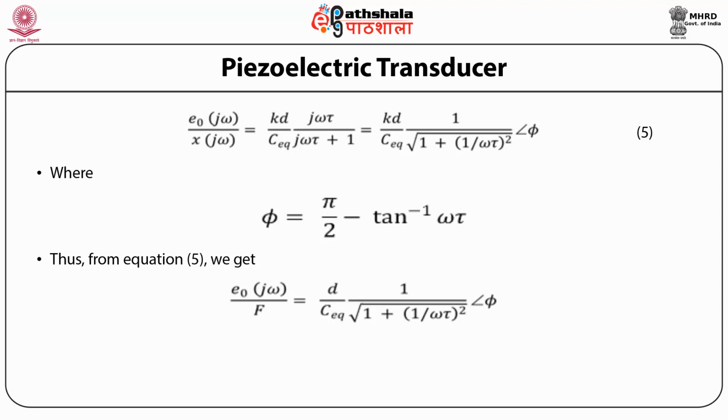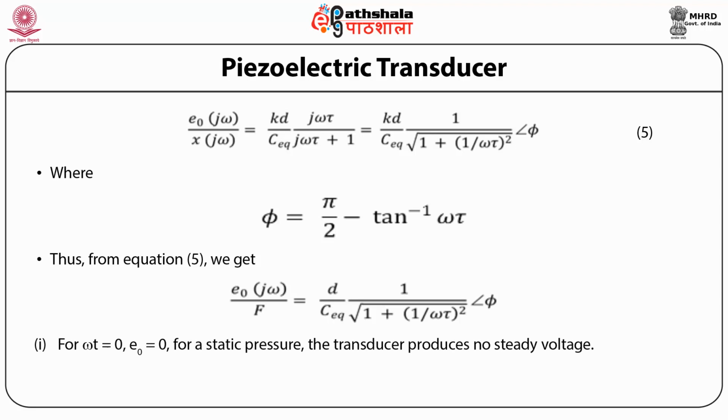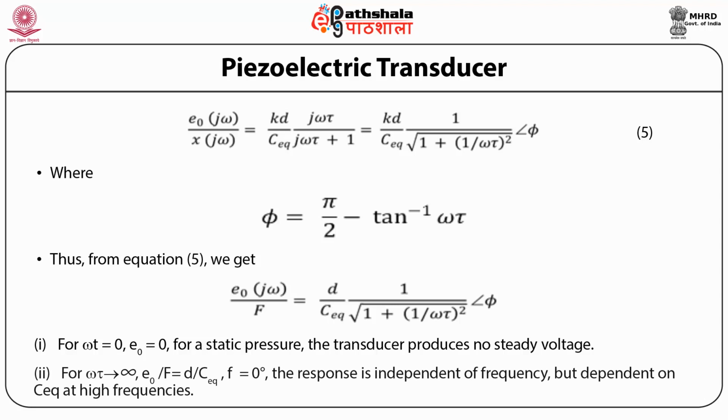So we have two cases. The first one is for ωτ equal to 0, where we have E0 equal to 0. That is for a static pressure, and the transducer produces no steady voltage. For ωτ tending to infinity, E0/F equals d / C_eq and φ equals 0 degrees. The response is independent of frequency but dependent on C equivalent at high frequencies.